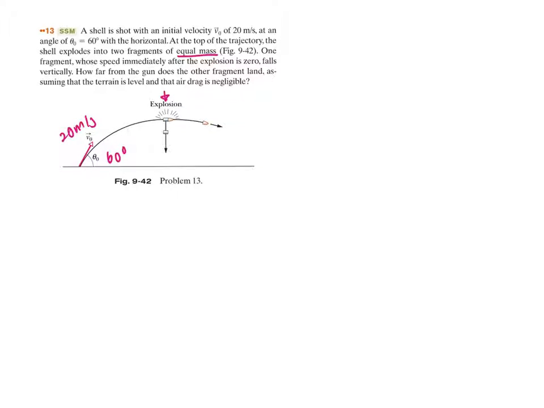How far from the gun does the other fragment land, assuming that the terrain is level and the air drag is negligible? So what the question is asking is, assuming that the orange object keeps following its trajectory, how far is going to be this d?